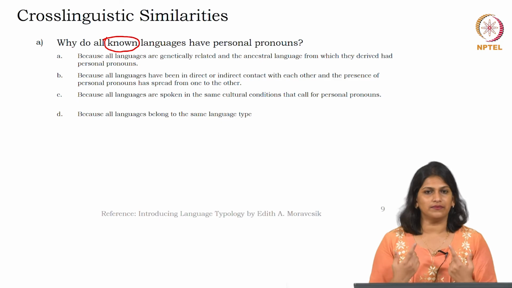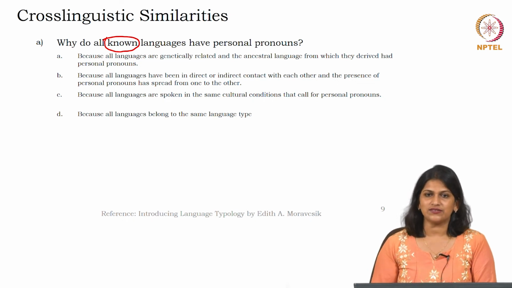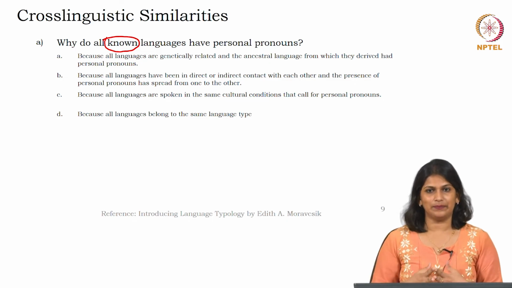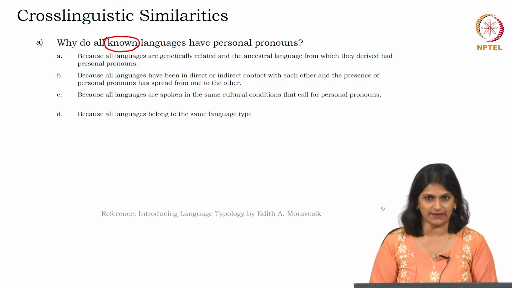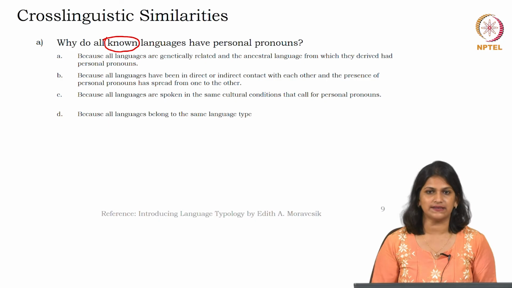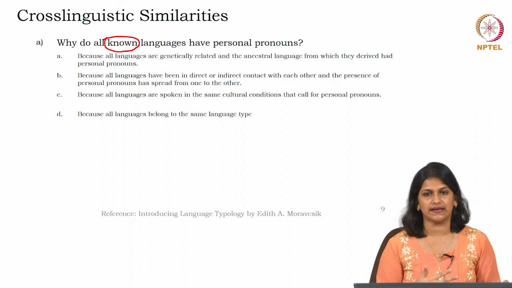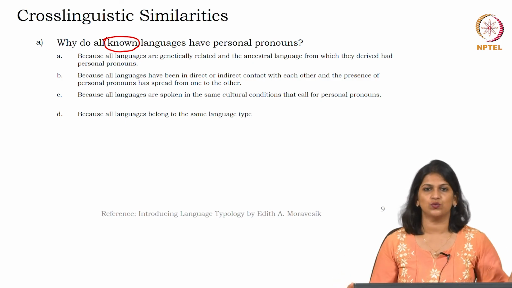Somebody might answer that all languages have personal pronouns because all languages are genetically related and the ancestral language from which they derived had personal pronouns. That is reason number one, because shared genealogy is one of the first and foremost reasons that triggers similarity. So, our argument is that all languages are genetically related and the ancestral language from which all the languages have been derived had personal pronouns. That is why all the languages in the world have personal pronouns. This is one set of argument.